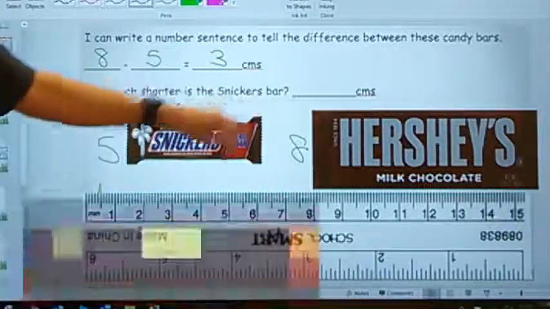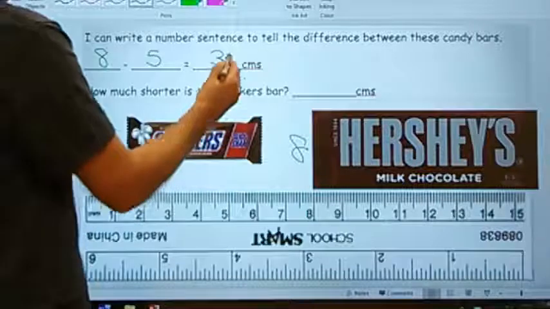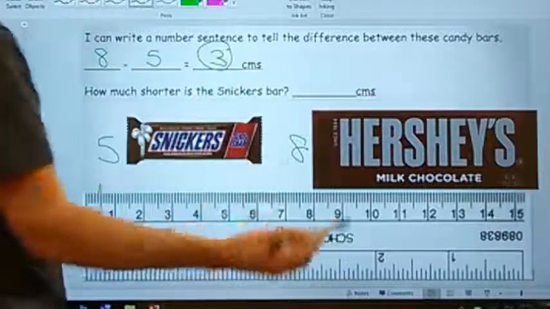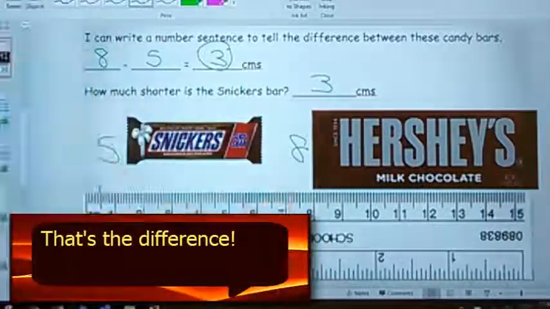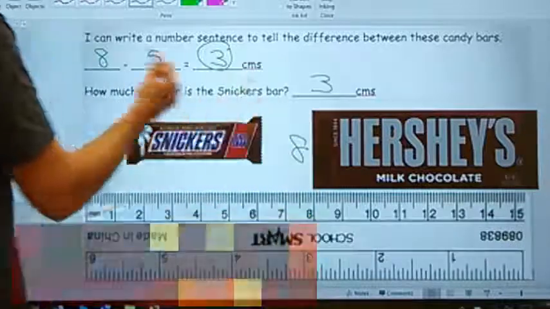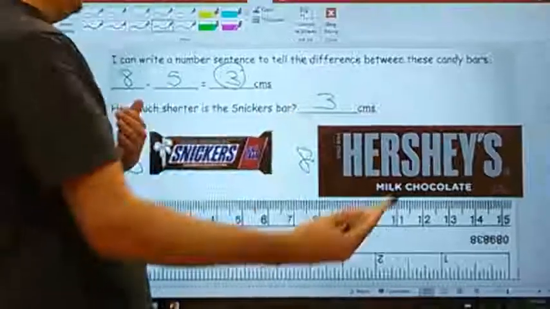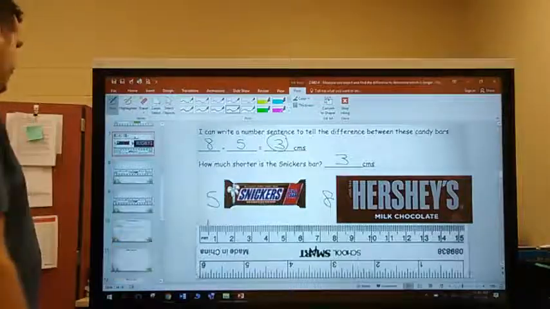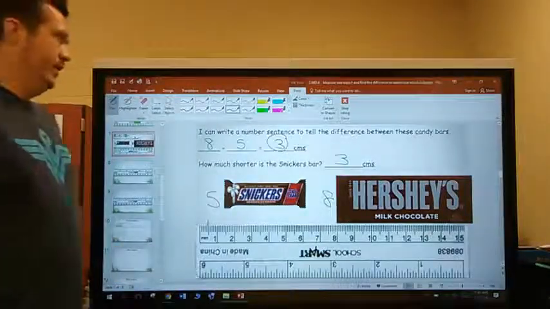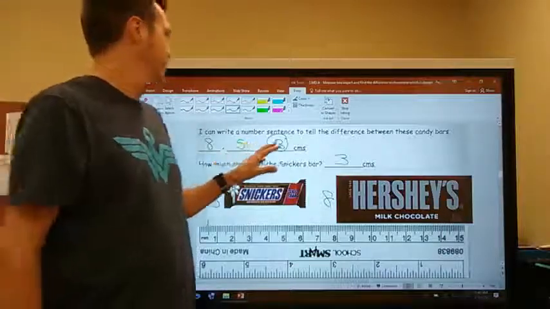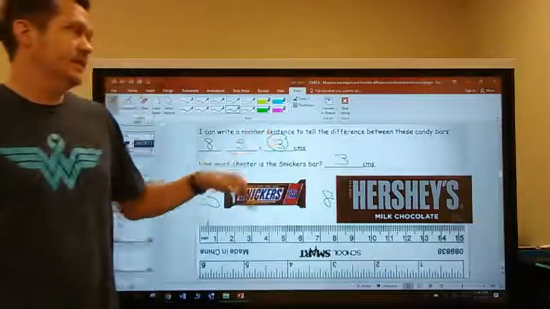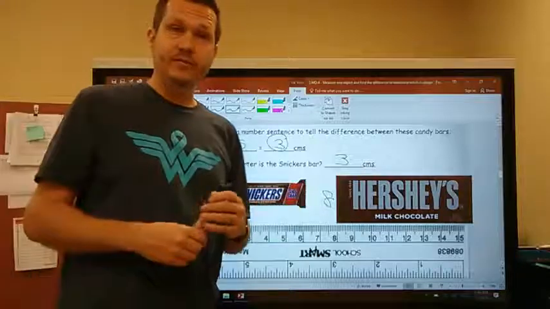How much shorter is the Snickers bar? Well, the Snickers bar is 3 centimeters shorter. So I took the larger of the objects, subtracted by the smaller, which told me the difference between those two. The difference between the two. All right? So that is how you can write number sentences to tell the difference between different objects.